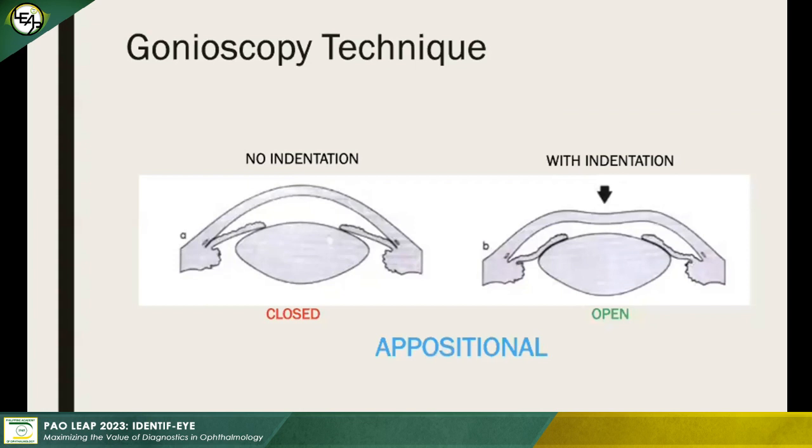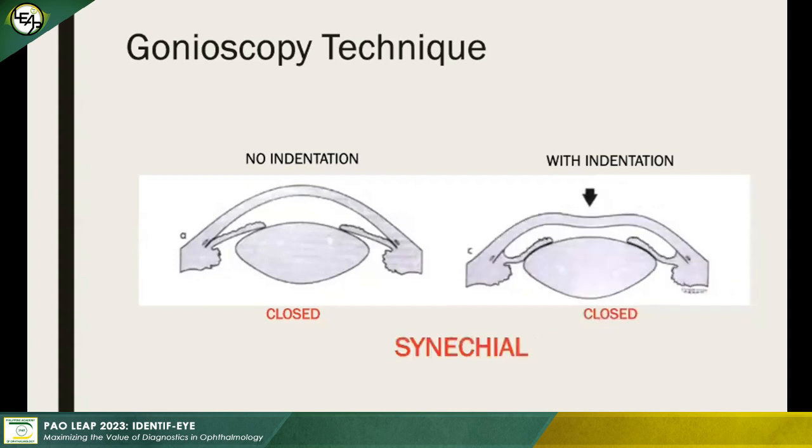This is in contrast to an angle that is already synechially closed. Again, without indentation it's closed. If you indent on your cornea, displacing aqueous peripherally, and there's already synechial closure, it is already stuck, so even if aqueous moves to the periphery, your angles will remain closed. So this is how you know it's synechially closed.